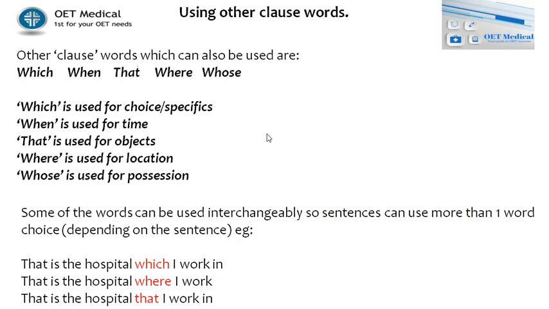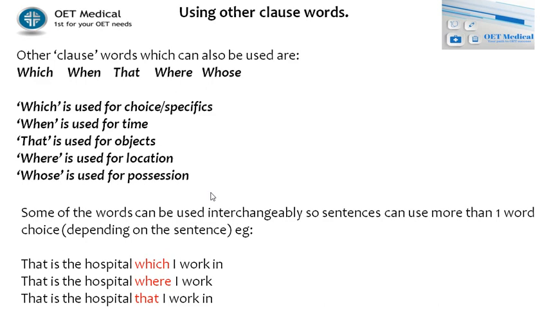Okay, other clause words. Which, when, that, where, whose. These are the descriptions. Which is for choices or specifics. When is used for time. That is used for things, objects. Where is used for location. Whose is used for possession. Some of the grammar here is interchangeable. So you can use different word types depending on the sentence.